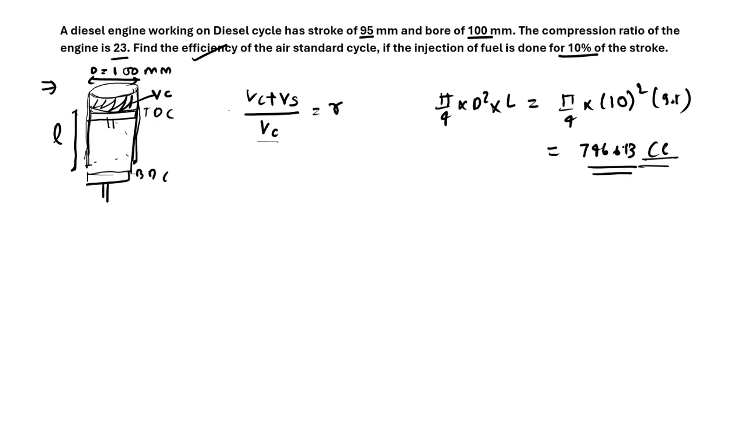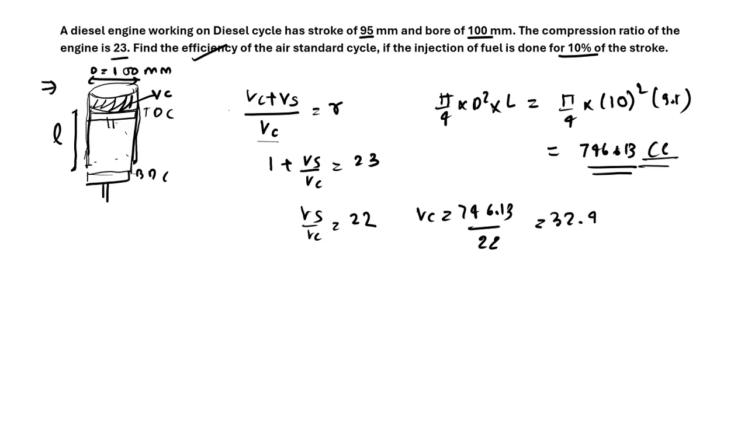But we need to calculate the clearance volume also, because this volume is nothing but the swept volume. So you can use the compression ratio for that. You have 1 plus Vs by Vc is equal to the compression ratio, which is 23, as given in the question. We have Vs by Vc as 22. We have Vc as 746.13 divided by 22, which comes out to be 32.44.